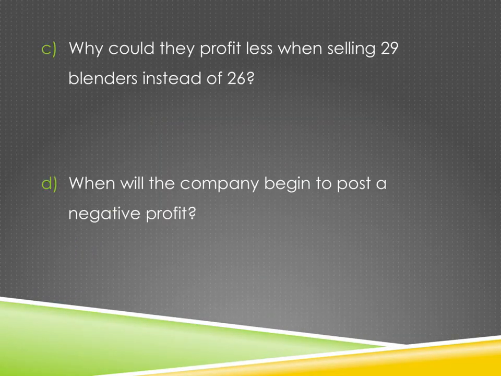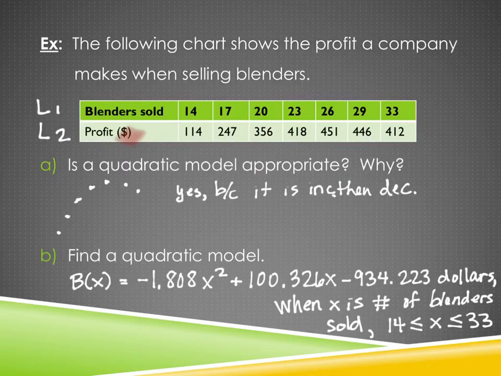Question C says, why could they profit less when selling 29 blenders instead of 26? So this is not a calculator question. This is a question related to business. If you look in this particular table, they sold fewer blenders, 26, and made more profit, 451, than when they sold more blenders, 29, and made less profit, 446. What are some ways in which that could logistically really happen in a business?